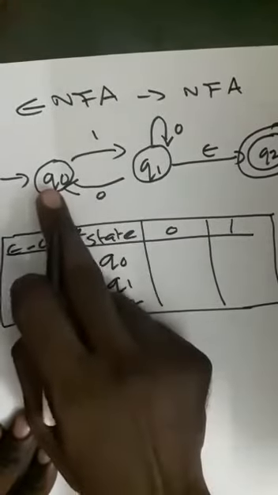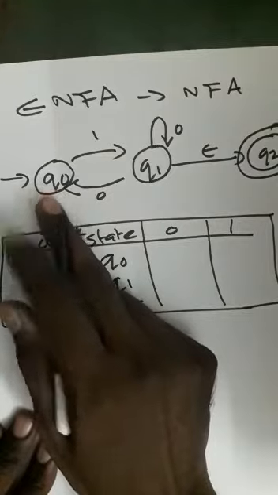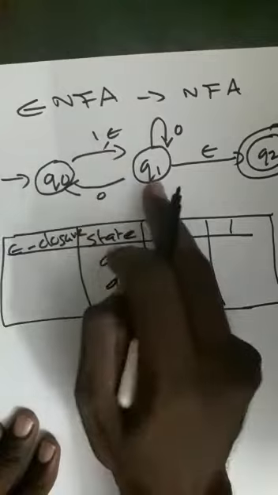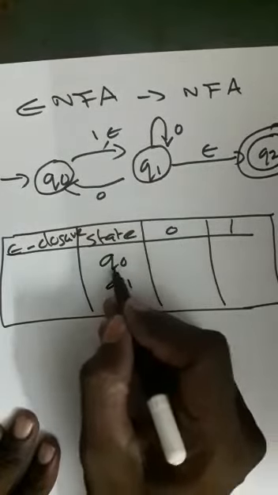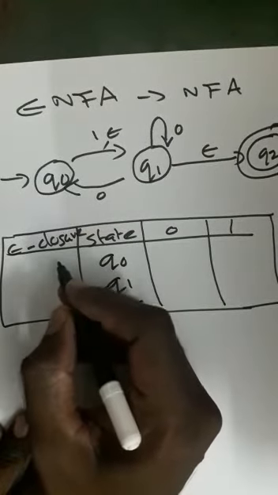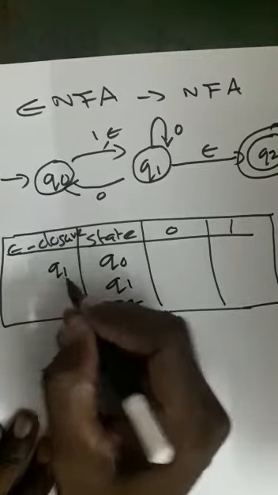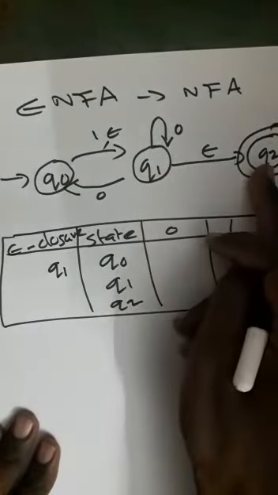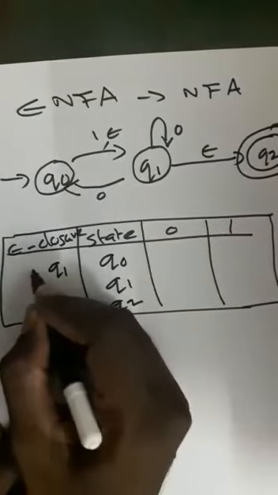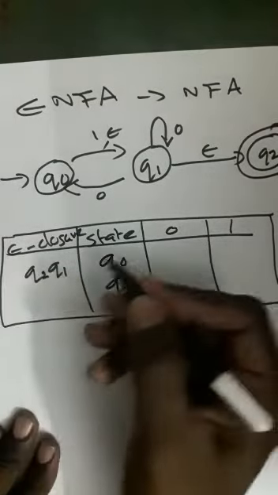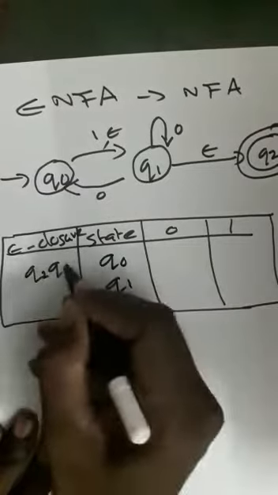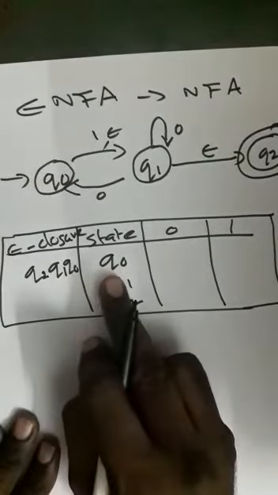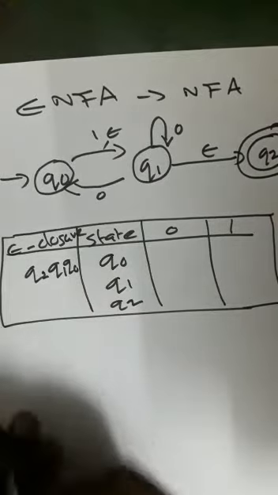Q0 having epsilon closure with Q1. Then Q1 having epsilon closure with Q2. So we have to add Q0, Q1, Q2. So the epsilon closure of Q0 is Q0, Q1, Q2.